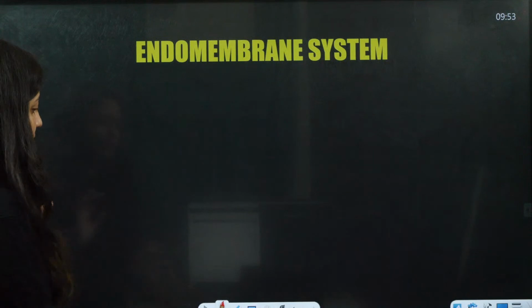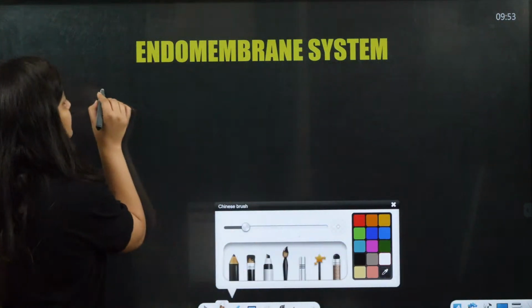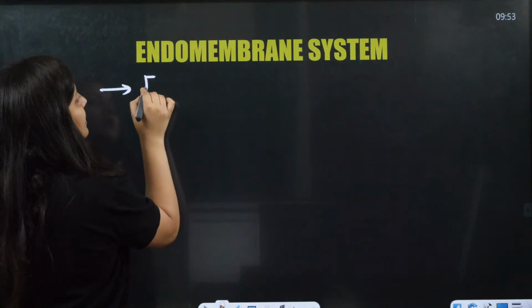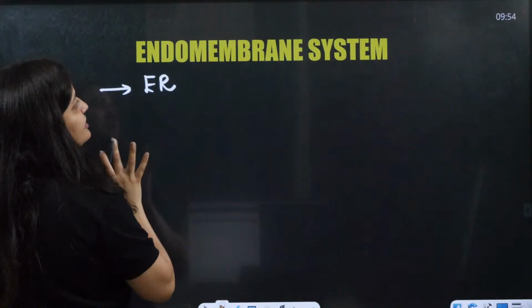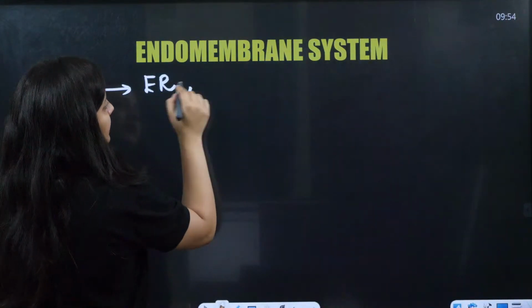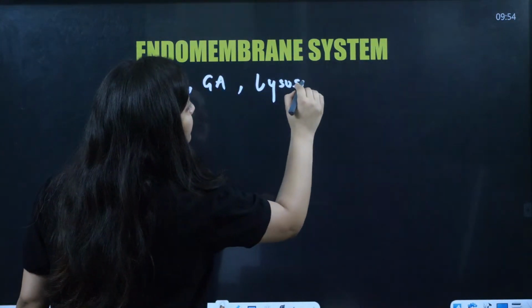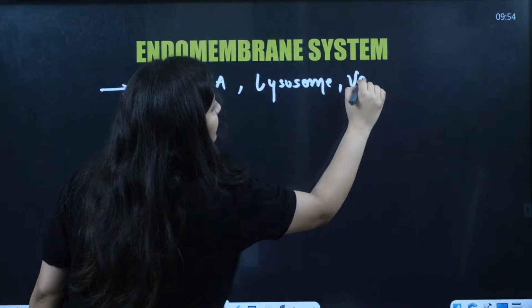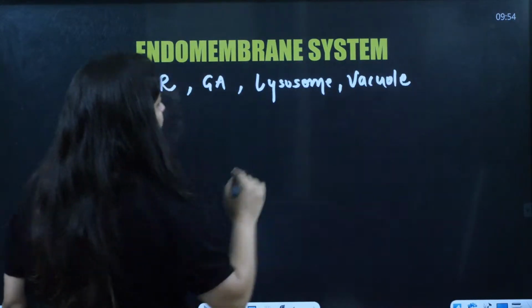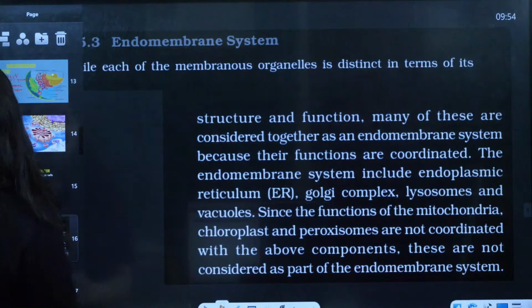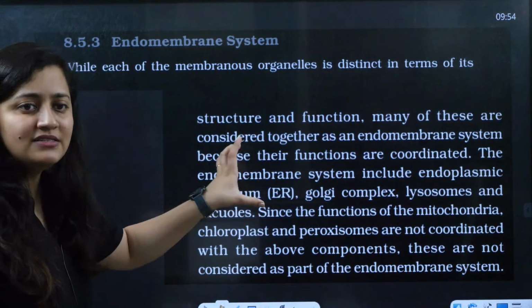So now let's talk about this endomembrane system. The first question that you should know is which organelles are the part of the endomembrane system. Your endoplasmic reticulum, Golgi apparatus, lysosome is there, and then we have the vacuole. So now we need to understand these organelles individually.